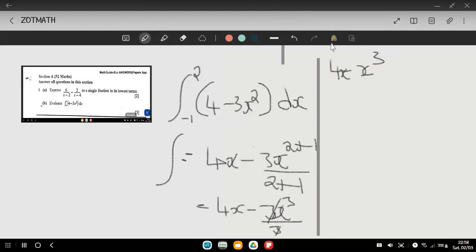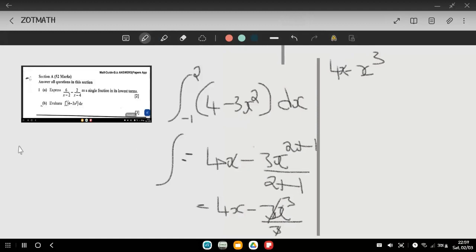Where has it come from? So here we are supposed to have 4x, okay? We are supposed to have 4x. Yeah, what is your question? Where does that 4x come from?